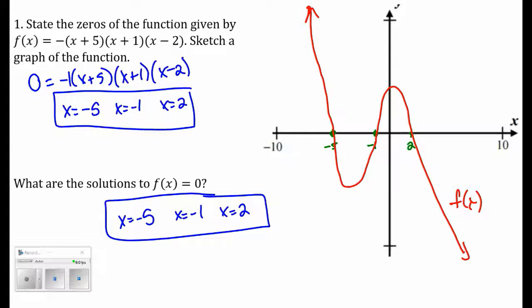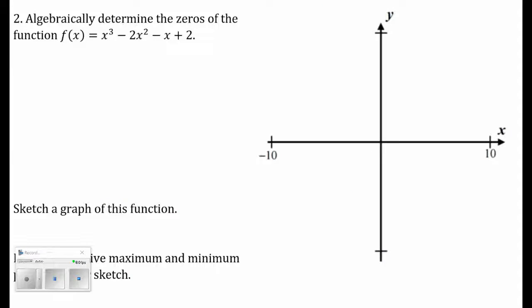Number 2. Algebraically determine the zeros of this function. So I want to know when does this function equal 0? And to solve a polynomial equation, we want it set equal to 0, check, and we want it in factored form. So I have 3 terms here. I have 4 terms here. It's a cubic polynomial, so I need to use grouping.